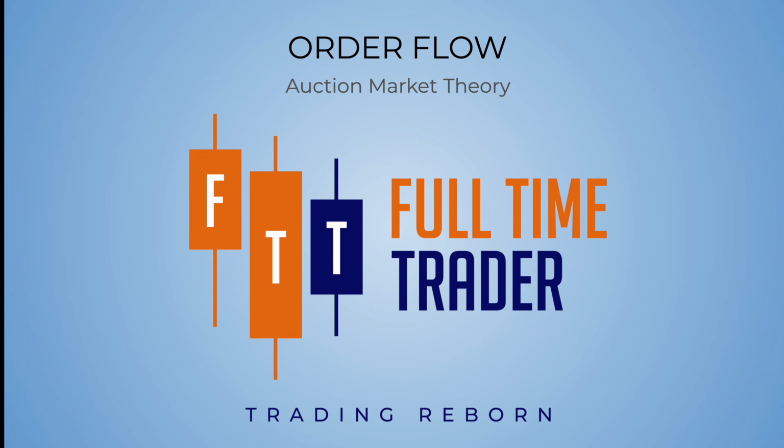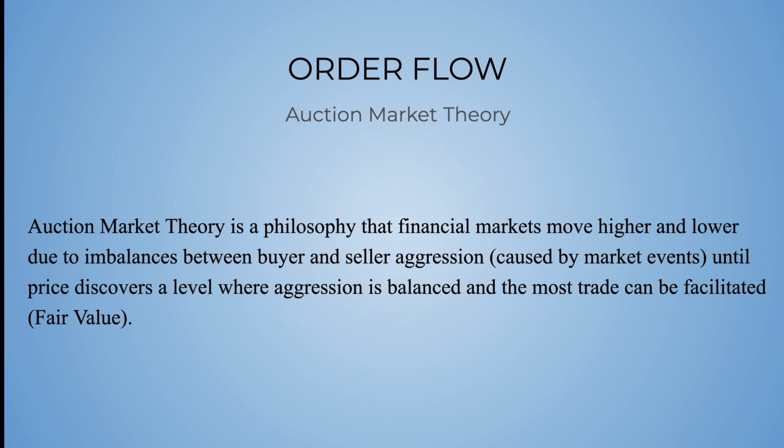Alright, so first lesson in the series of order flow is going to be auction market theory. Now, if you haven't heard of this before, it is a philosophy where financial markets move higher and lower due to imbalances between buyer and seller aggression, which is caused by market events, until price discovers a level where aggression is balanced and the most trade can be facilitated. All auction market theory is looking at the buying and selling to determine who is in control, whether there's a balance in price or an imbalance in price.